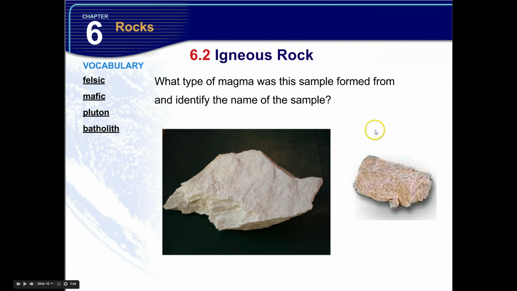So what type of magma was this sample formed from, and identify the name of the sample? So it's a light color. So what type of magma? Remember, we have either felsic or mafic. Okay, so it would be from felsic, and when you're looking at the different types of crystals, it'd be made out of quartz, mostly quartz and some other micas, so it's probably a granite.